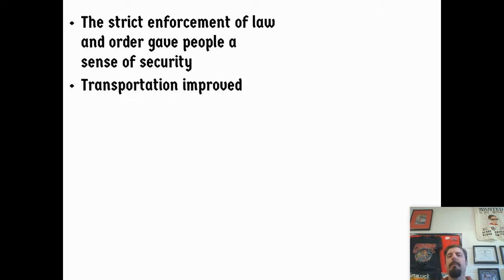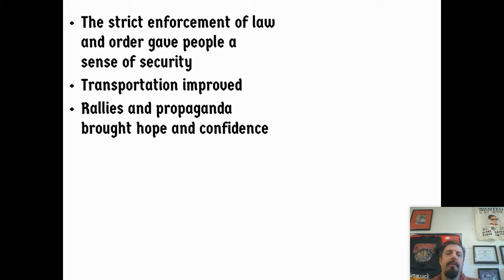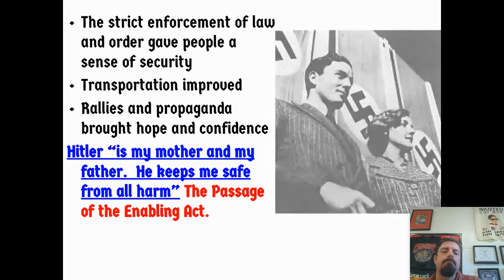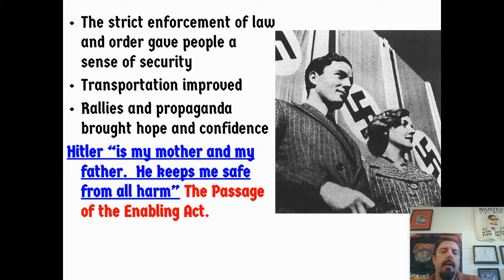The strict enforcement of law and order gave people a sense of security. Transportation improved, rallies and propaganda brought hope and confidence. Like I said, one of the main slogans was Hitler is my mother and my father. He keeps me safe from all harm. One of the things that dictatorships will do is that they'll replace the family unit and they will be, in fact, the de facto parent.